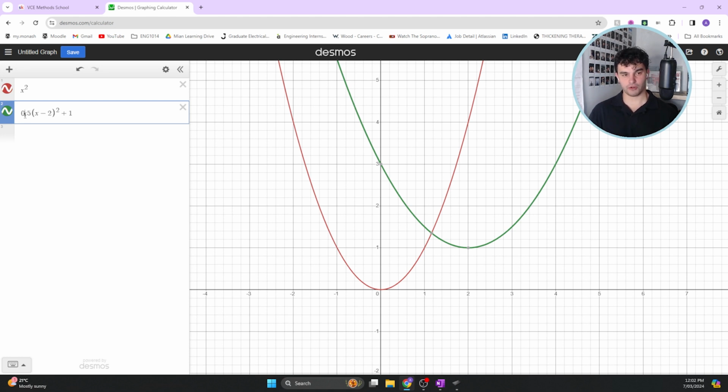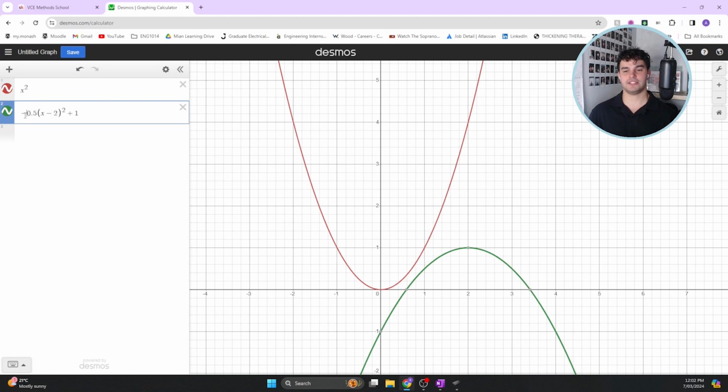And then let's just do one more transformation. Let's do a negative, and you can see our graph is just reflected. The turning point is the same. The width of our equation is the same, so the actual shape is the same. The only thing that's different is that it's reflected, so it's in the negative direction from our turning point.